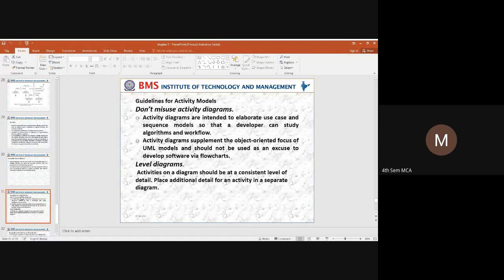Okay, next is the guideline for activity. How do we represent the activity diagram? First, we should not misuse the activity diagram. In an interaction model, we know that we have a use case model, sequence model, and an activity model. When we are trying to develop an activity diagram, we should elaborate the use case and sequence model in such a way that it is in the form of a workflow or an algorithm.